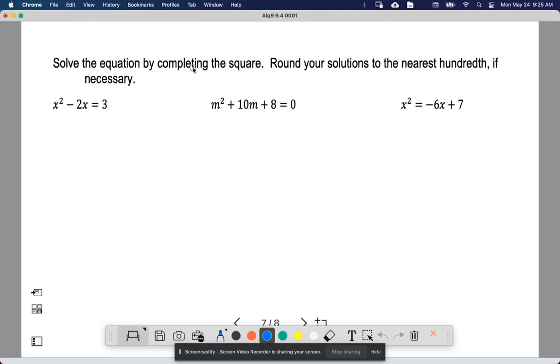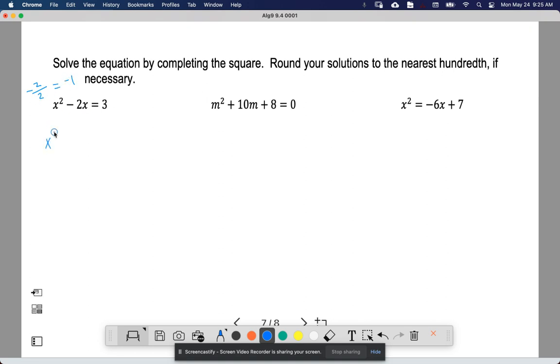All right, solve the equations by completing the square. Round your solution to the nearest hundredth if necessary. So here, just a continuation of completing our squares, practicing our completing of our squares here. So I'm looking at here, and as you practice these, they get a little bit quicker and easier. So I have a minus 2 over 2. So that comes out to a minus 1.